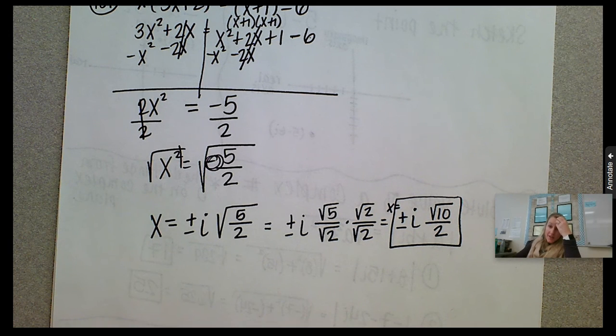So remember, we're getting two answers because we're talking about quadratics. Quadratics are parabolas, which means they have two x-intercepts. So that's why that plus or minus is really important. You never want to just give one answer.